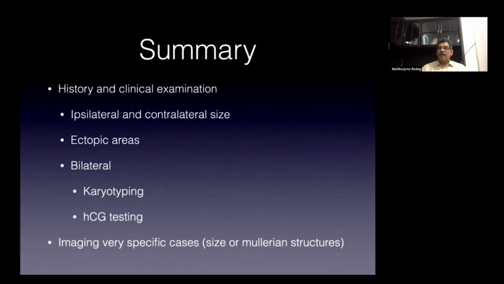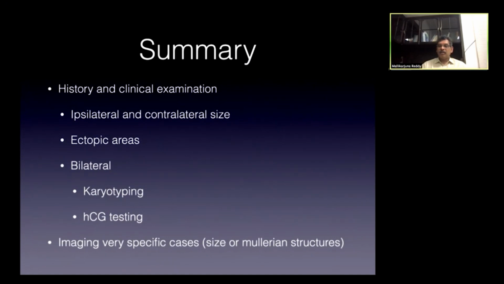Now, the contralateral size is important, if the contralateral descended testis has a larger size. So we know that the opposite side testis is smaller for age and smaller in size. We need to look for ectopic areas. If there is a bilateral testis, and if there is also an anomaly of the urethra or the penis, we need to look at karyotyping. We need to look at HCG testing, and imaging in very specific cases.